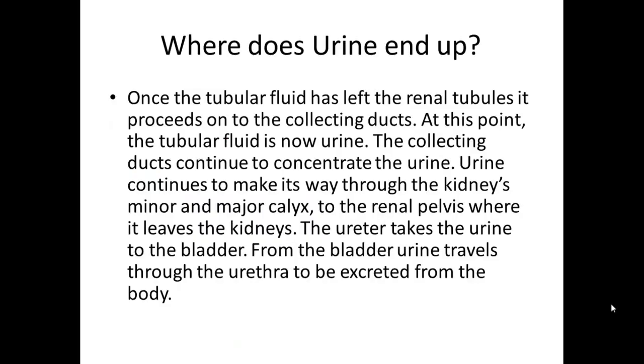Where does urine end up? So once the tubular fluid has left the renal tubules, it proceeds on to the collecting ducts. At this point, the tubular fluid is now urine. The collecting ducts continue to concentrate the urine. Urine continues to make its way through the kidneys, minor and major calyxes, to the renal pelvis, where it leaves the kidneys. The ureter takes the urine to the bladder. From the bladder, urine travels through the urethra to be excreted from the body.